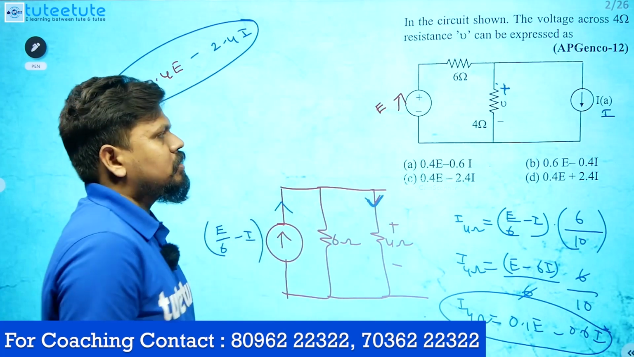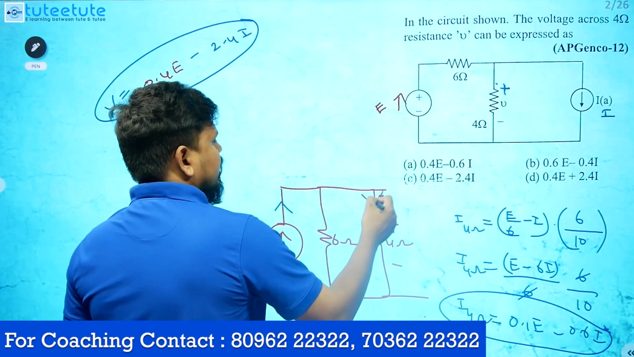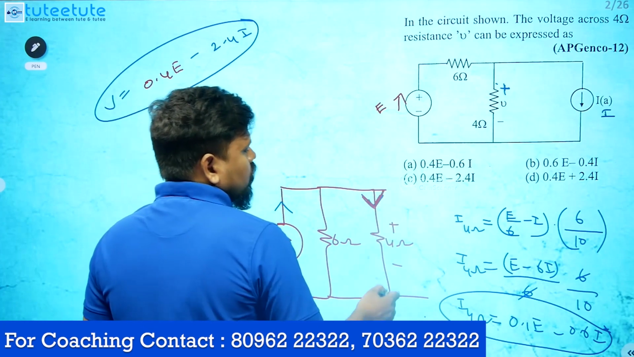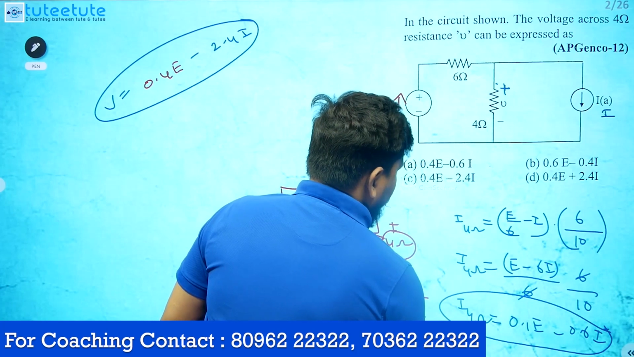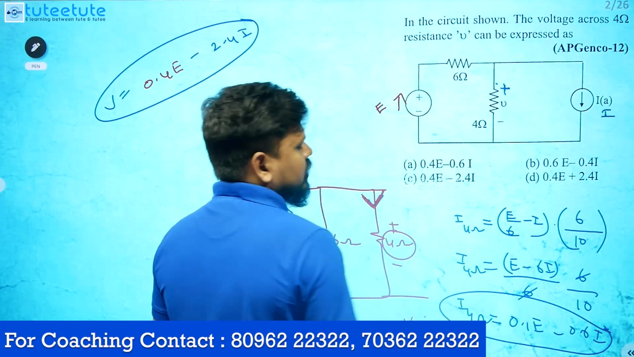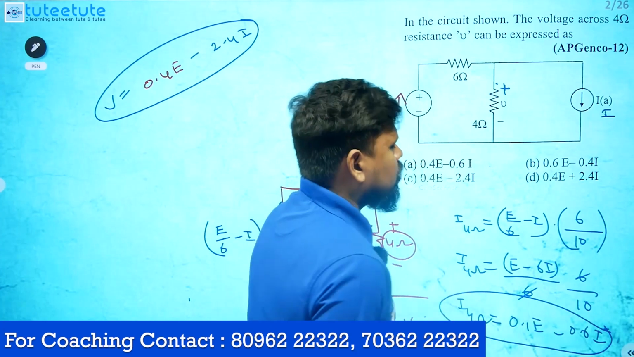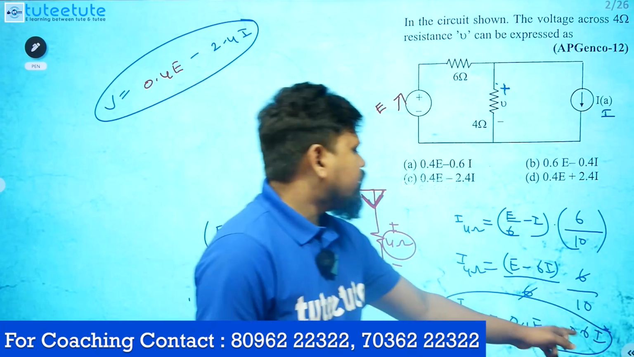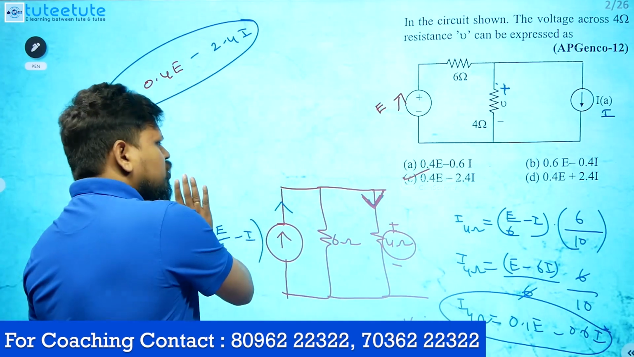We want voltage. What is the voltage? Current in this direction we have calculated. What is the voltage means you have to multiply with 4, okay? So voltage in 4 ohms resistance is nothing but 4 into this one, okay? That is 0.4 E minus 0.6 into 4 I, okay? So that means 2.4 into I. Answer same only you will get. Understanding, right?